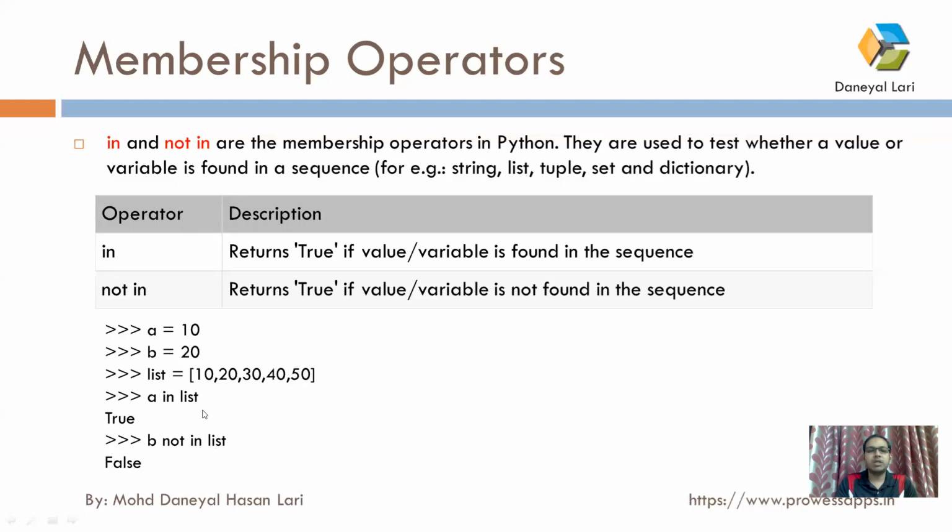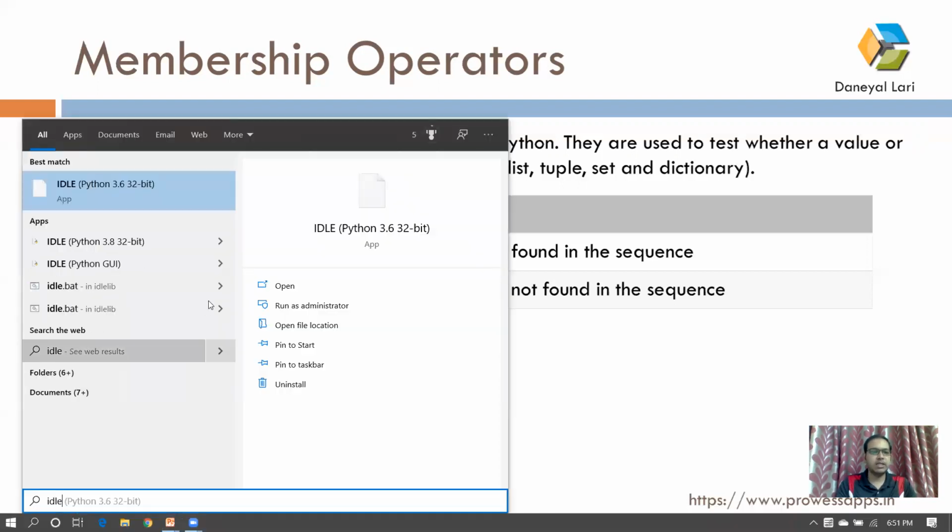So the membership operator we will use further in many examples. So understand this: the membership operator is used to check the availability of members in a sequence. So for that, let me open the IDE one more time.